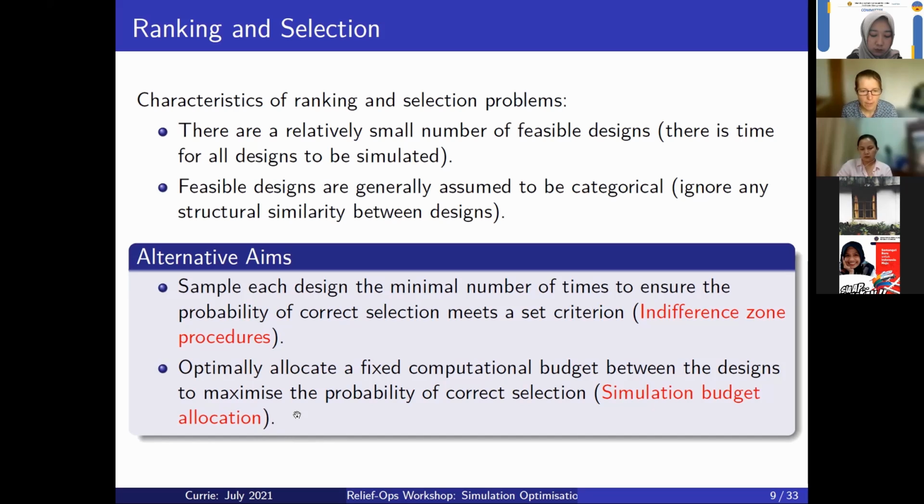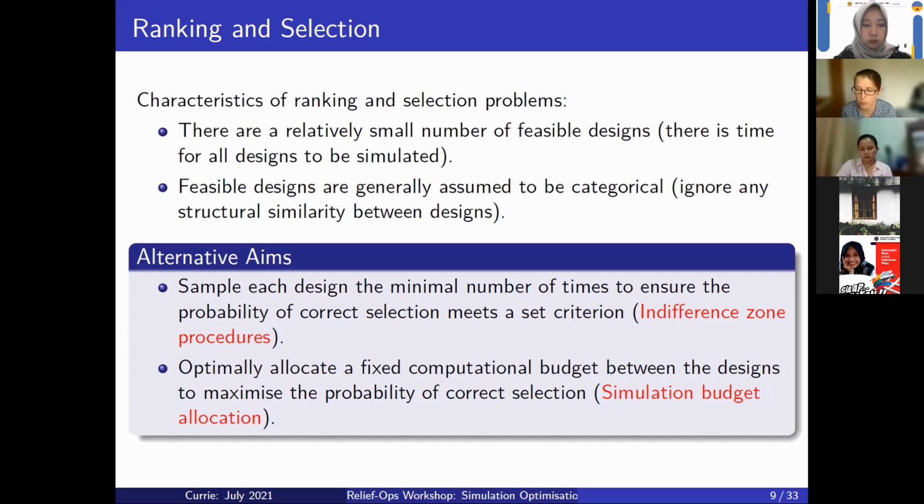The second aim that some algorithms have is to say, well, I know I've only got this amount of time or this amount of computational time. So my budget is fixed, my computational budget. How can I best use that by sampling different designs? How can I best allocate it to the different designs to maximize the probability of correct selection? And that's my simulation budget allocation methods. And we'll look at a few of those today.